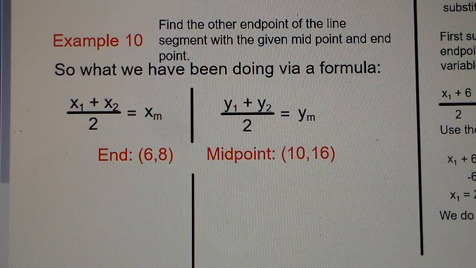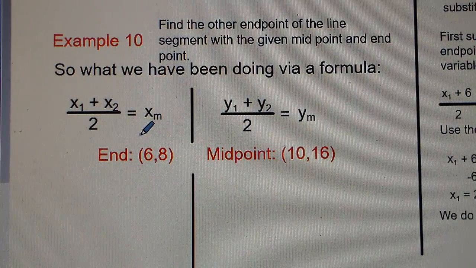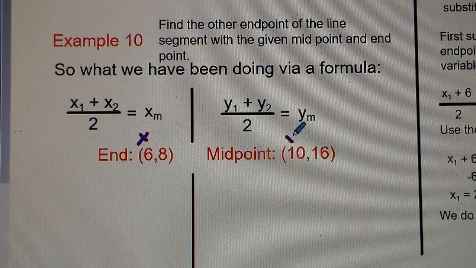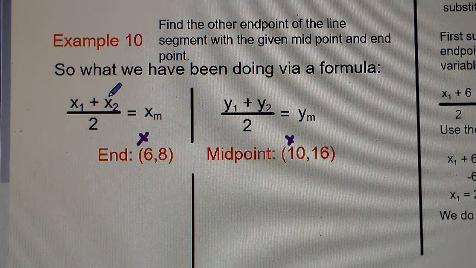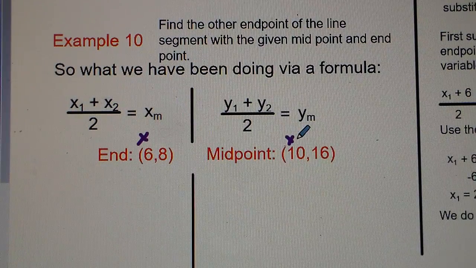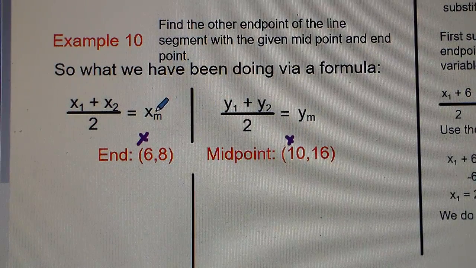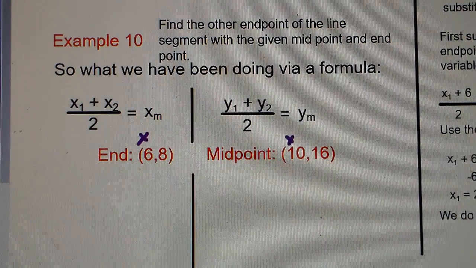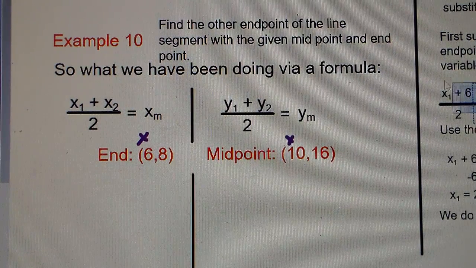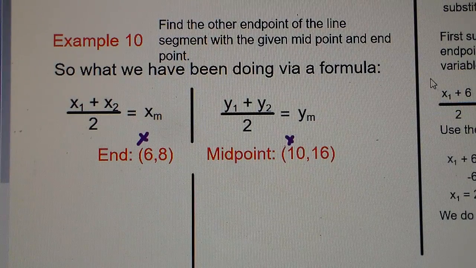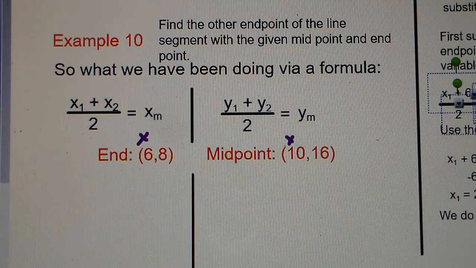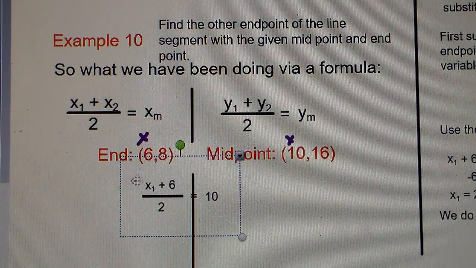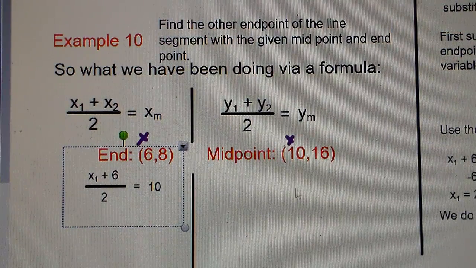So our x values, the endpoint is a 6 and the midpoint is a 10. So we're going to put the 6 in for the x2 and we're going to put the 10 in for the x middle. So we're going to do x1 plus 6 divided by 2 equals 10.